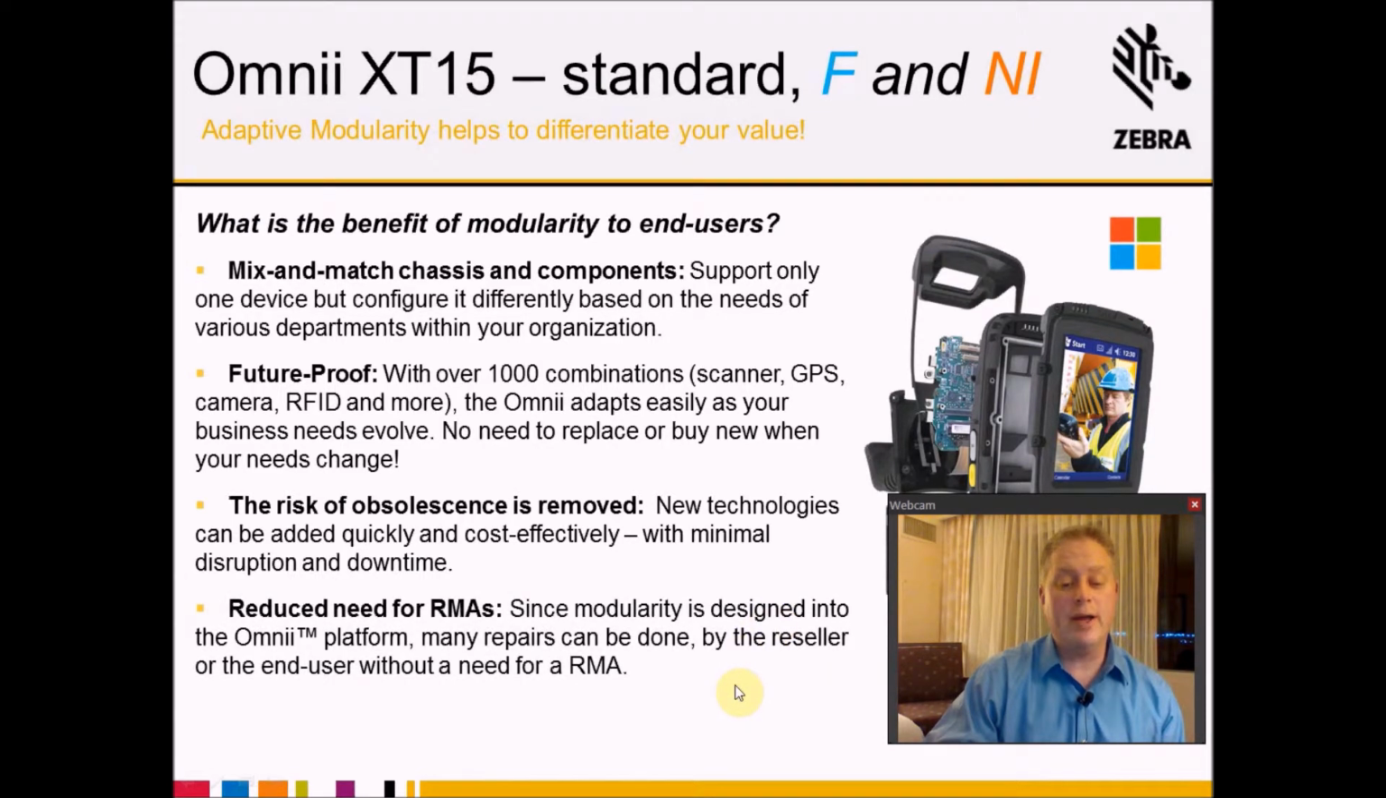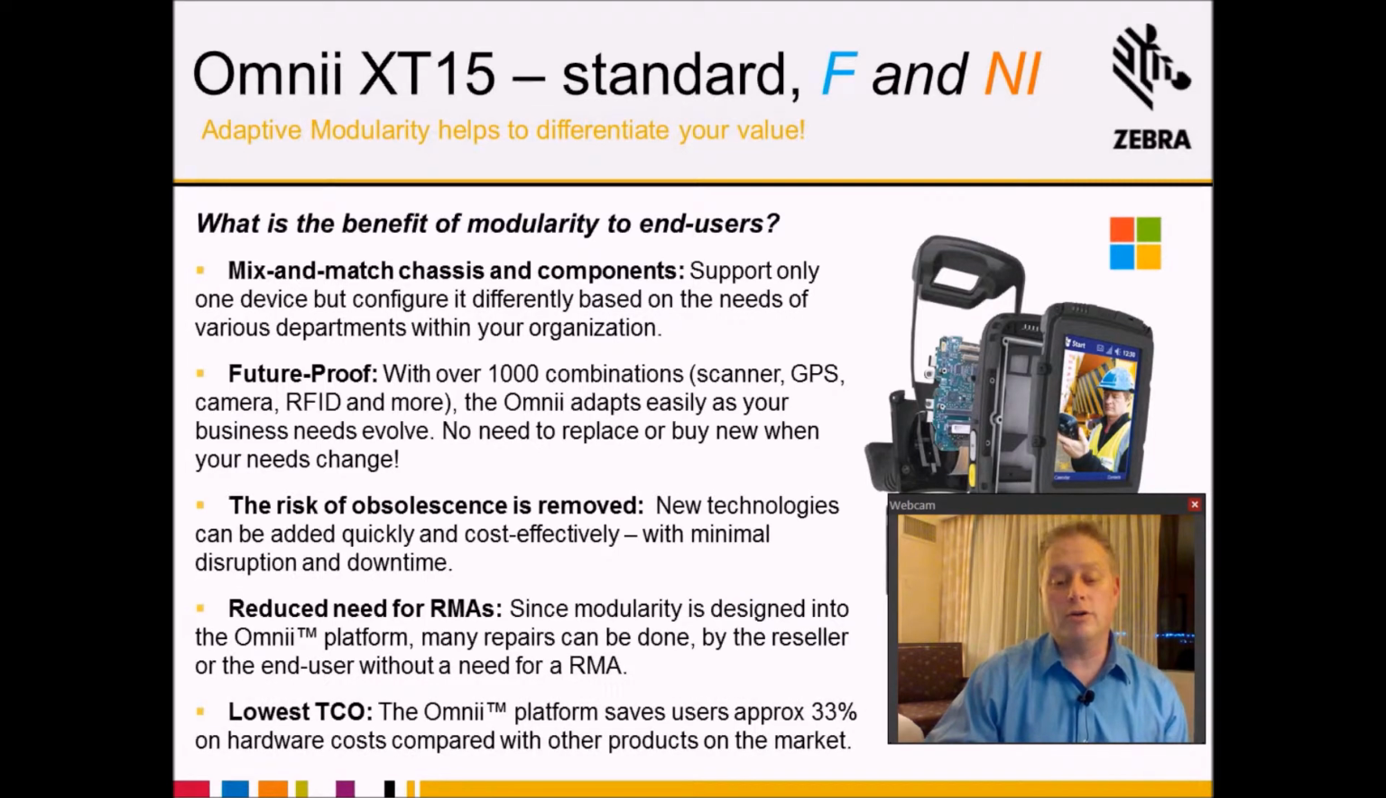Reduced need for RMAs. Again, I've mentioned the Achilles heel of the device, which is the display. Can you imagine actually having some displays sitting on your shelf? Instead of having to send out for repair, you just swap out the display yourself. You don't have to worry about packing it up and shipping it in. You just do it yourself out in the field.